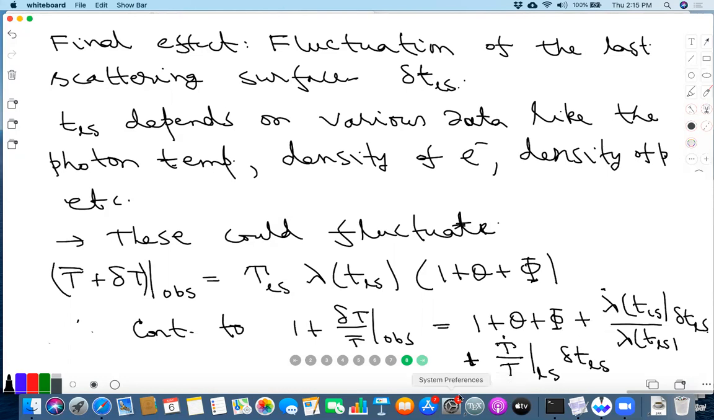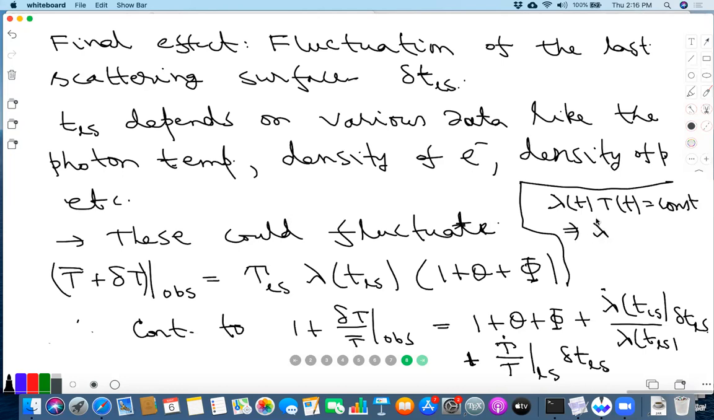Okay, here you have written the first order variation of each of these. But then we know that lambda times T is constant, which basically says that lambda dot over lambda plus T dot over T is 0. Okay, so these two terms cancel. And you get back the original expression 1 plus theta plus phi, right? Which was 1 plus 1/5 r. Okay, plus the corrections due to the time dependence of theta and phi.